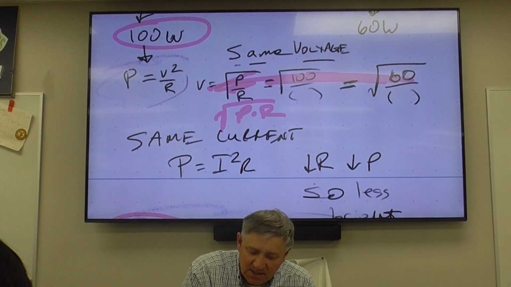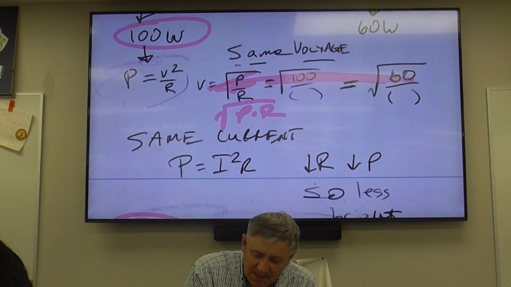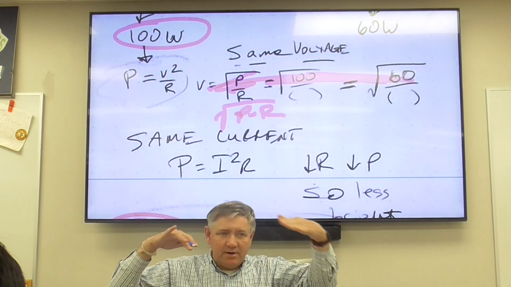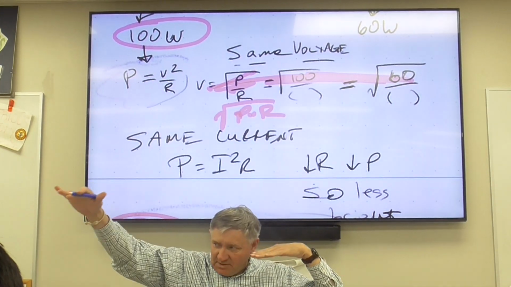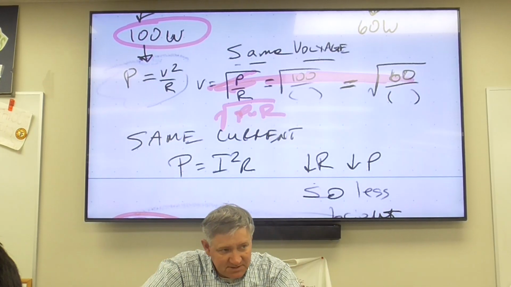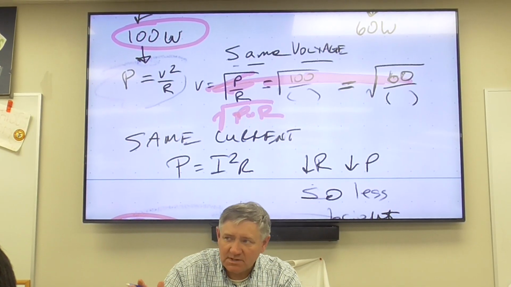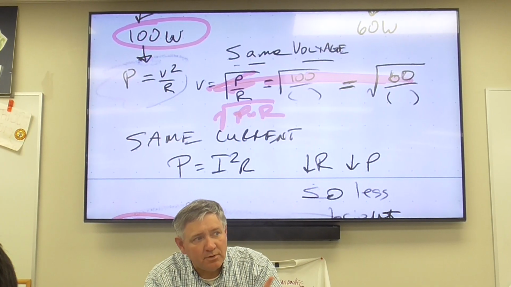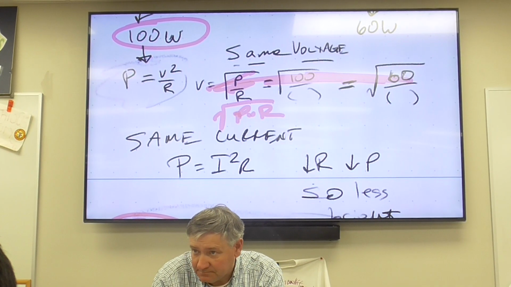So if you have the same voltage, and you compare a 100-watt bulb to a 60-watt bulb, which one is going to have more resistance? The 100-watt bulb or the 60-watt bulb?